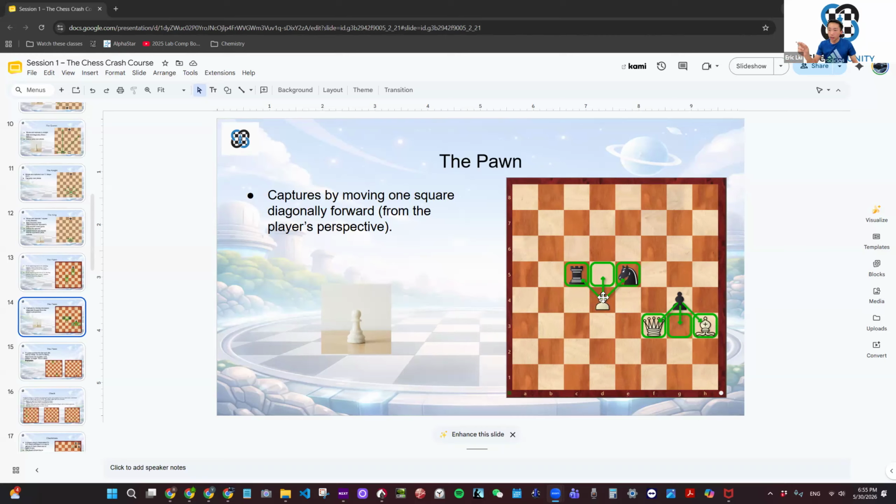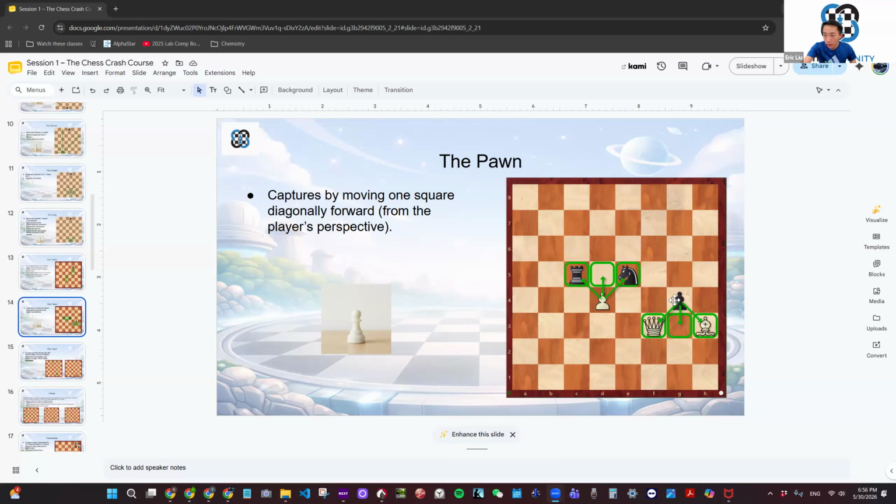And the tricky thing is, if the pawn is not capturing a chess piece, it cannot move diagonally. But if it is capturing a chess piece, it can move diagonally. So the pawn captures diagonally, but it moves forward. And it captures diagonally one square forward from the player's perspective. So this white pawn on d4 captures diagonally one square to the left, or one square to the right.